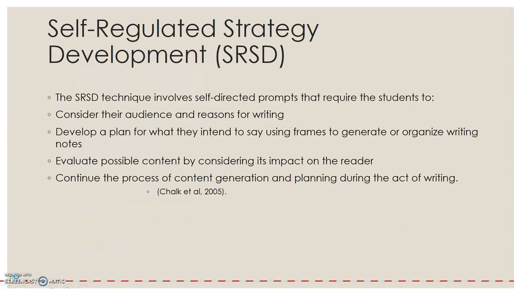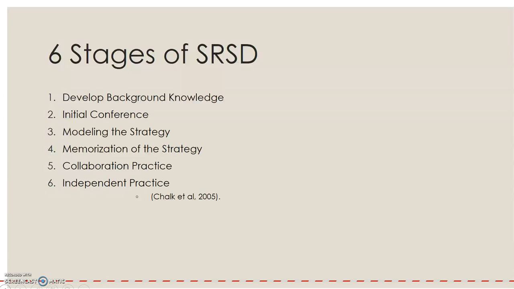The next strategy that I'm going to talk about is the self-regulated strategy development, the SRSD. The SRSD technique involves self-directed prompts that require students to consider their audience and reasons for writing, develop a plan for what they intended to say using frames to generate or organize writing notes, evaluate possible content by considering its impact on the reader, and continue the process of content generation and planning during the act of writing. So there's 6 stages of SRSD.